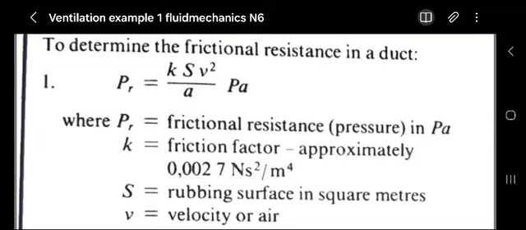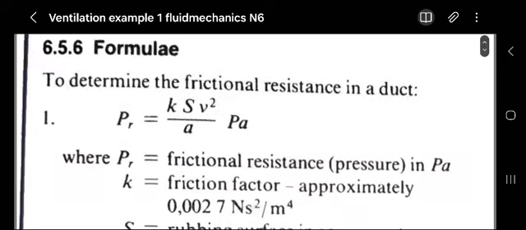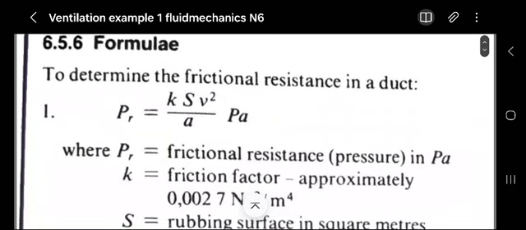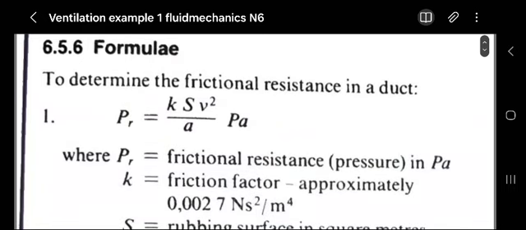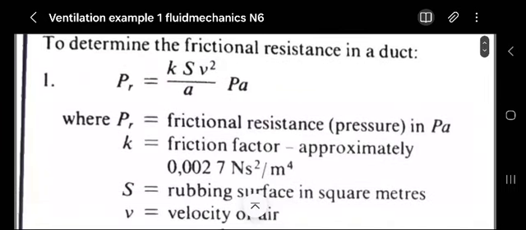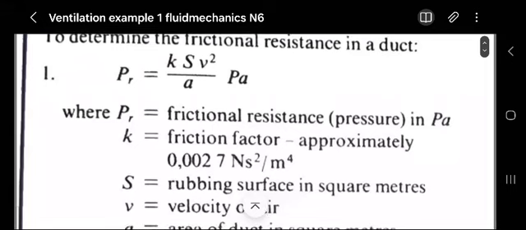Today we'll be dealing with ventilation. This will be the introduction, example 1, fluid mechanics. So to determine, okay, we're given a formula, right? It's given: formula 5.6 to determine the frictional resistance in a duct.